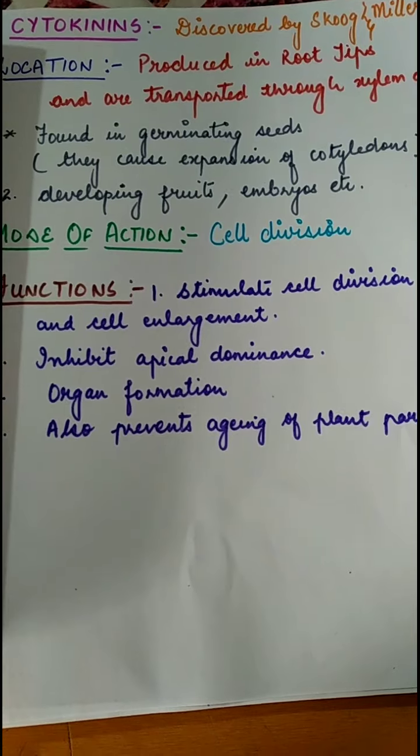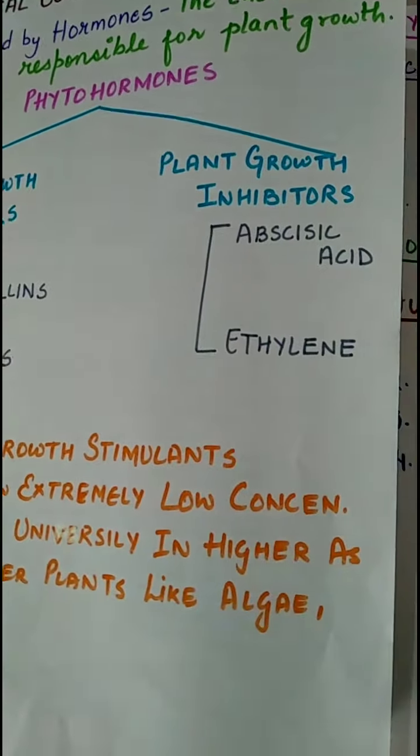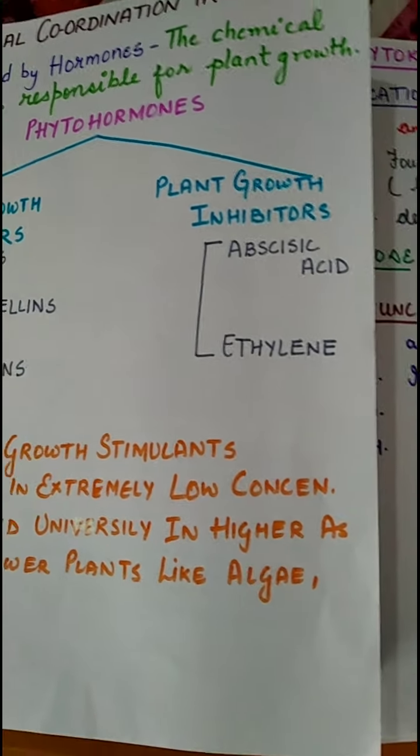Now we'll meet the plant growth inhibitors, abscisic acid and ethylene.